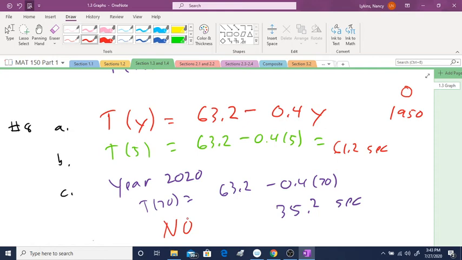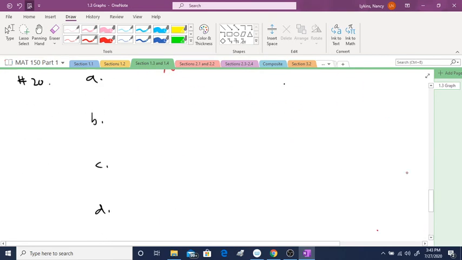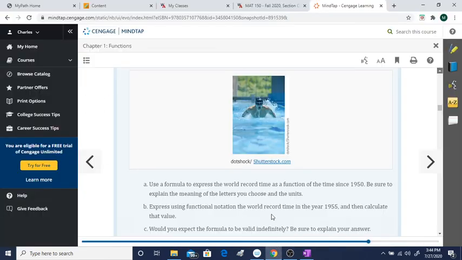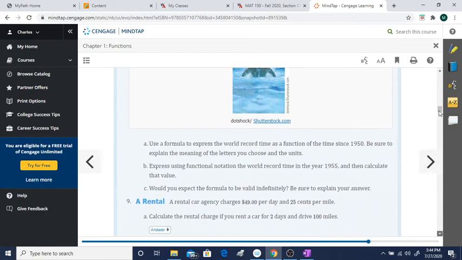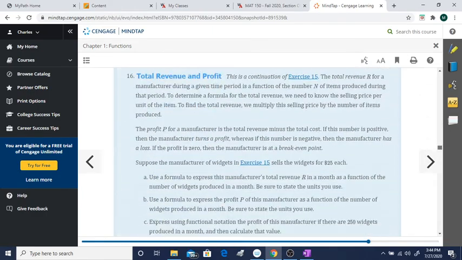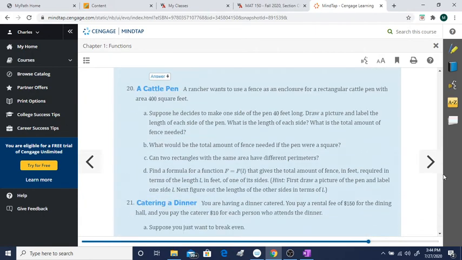Now finally, my last example. I'm going to use example number 20. Cattle pen. I'm going to let you read this. You can pause this and come back. So we got this cattle pen. It's got 400 square feet. He decides to make one of the pens 40 inches long. Draw a picture if needed. What is the length of each side? What's the total amount of fence needed?